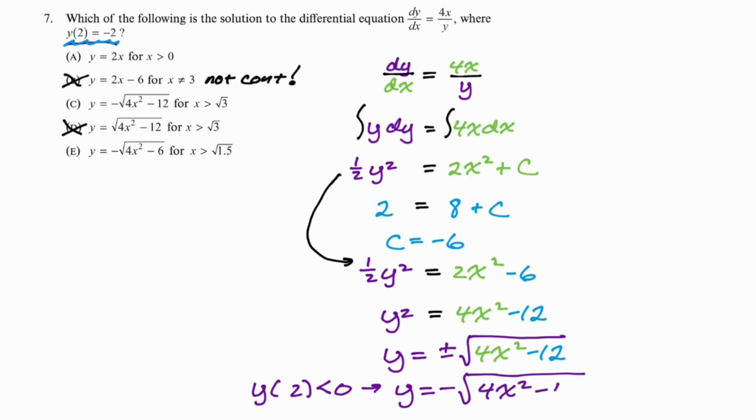So I get y is negative square root of 4x squared minus 12. If you look at the answer choices, that is definitely C. That's the answer we have to go with. There is this domain issue, which I'm going to address, but you don't really need to worry about because it's multiple choice and you're done.